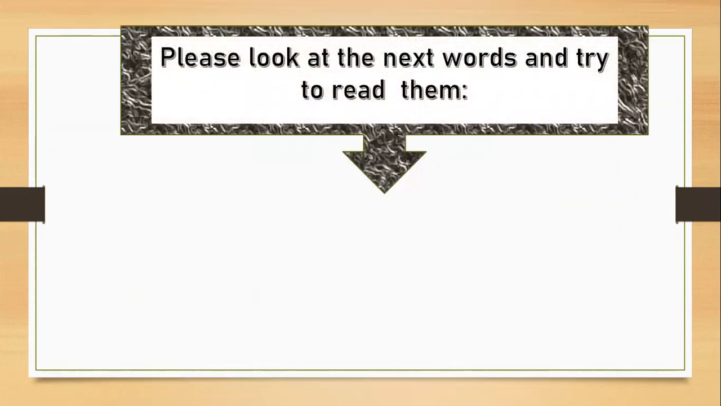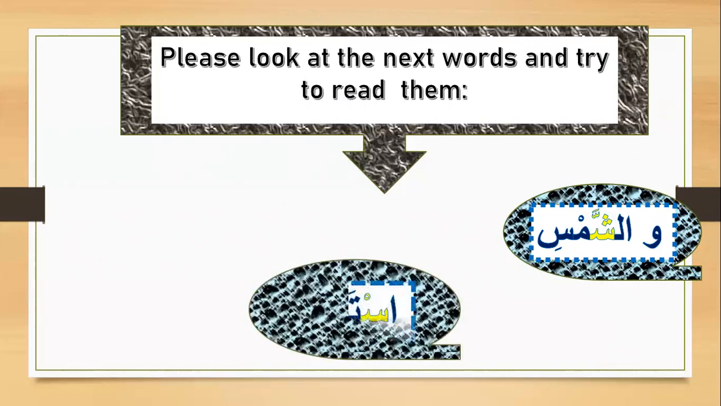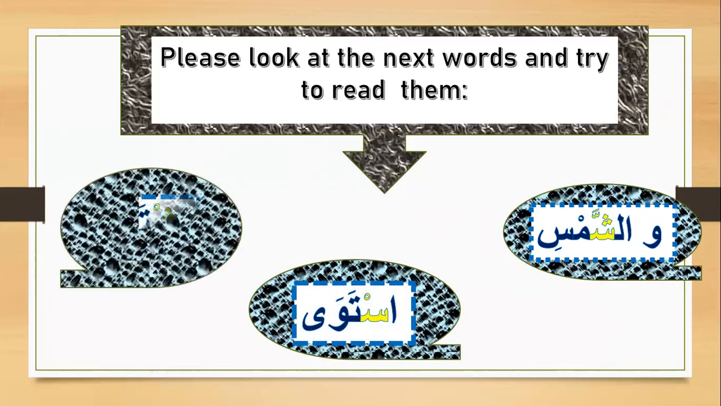Please look at the next words and try to read them. Please try to read. Washamsi. Istawa. Ishtara. Can you notice the similar letters in writing? Okay.